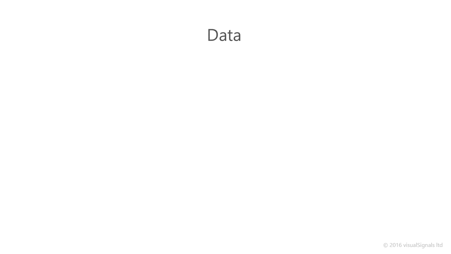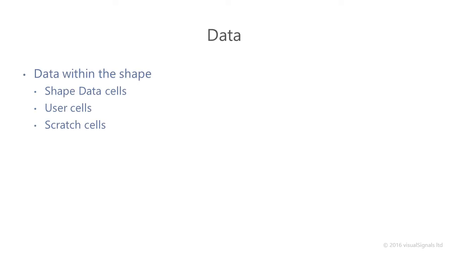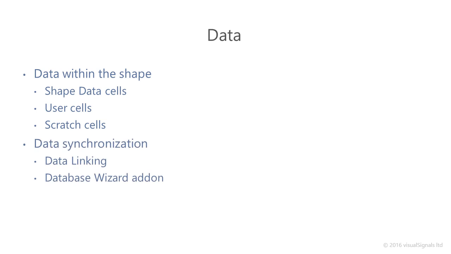A key feature of Visio that sets it apart from other drawing applications is that it allows data to be attached to shapes. There are three main aspects to this. Firstly, there is where the data is stored. Secondly, how you get the data in and out of the shape. And finally, how you visually display the data.